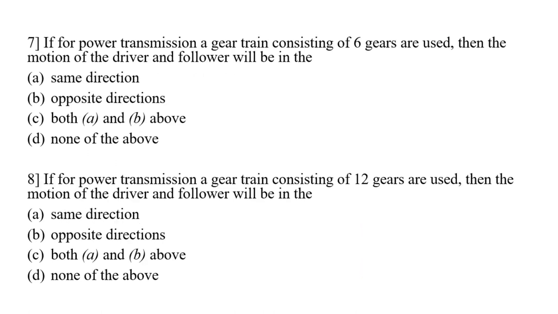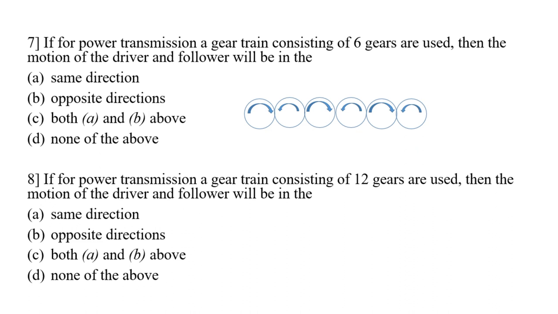Next, if for power transmission a gear train consisting of 6 gears is used, then the motion of driver and follower will be in: A, same direction; B, opposite direction; C, both A and B; D, none of these. So if 6 gears are used, consider that these are the 6 gears. Suppose the first is rotated clockwise, then the direction of the last driven gear, that is the last follower gear, is asked.